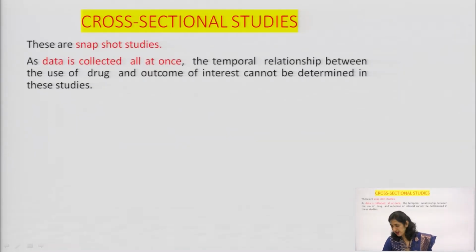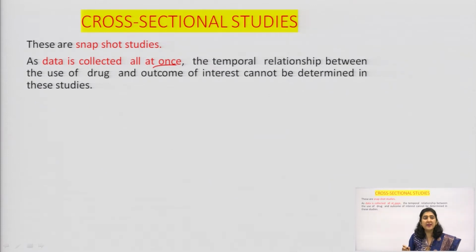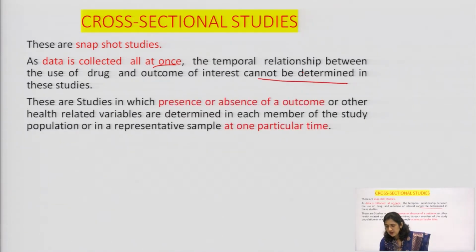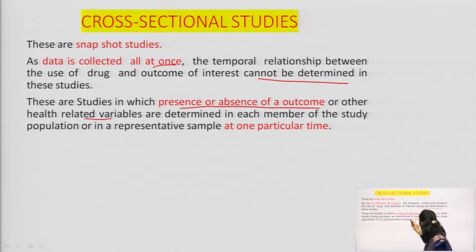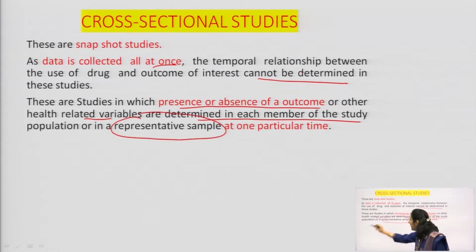Now these are snapshot studies. What do you mean by snapshots? When data is collected all at once, that is called cross-sectional. So, the temporal relationship between the use of a drug and the outcome cannot be determined in these studies. These are studies in which the presence or absence of an outcome or a health-related variable is determined in each member of the study population or in a representative sample. We take a sample from the population, give them a questionnaire, and check whether something is present or not. So, presence or absence can be found from this study at one particular time.